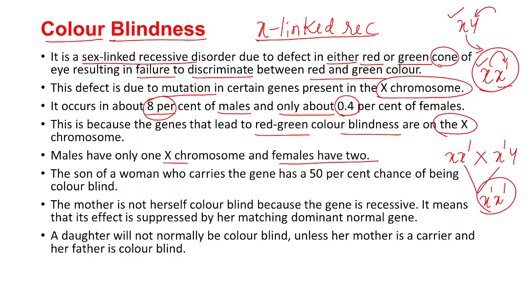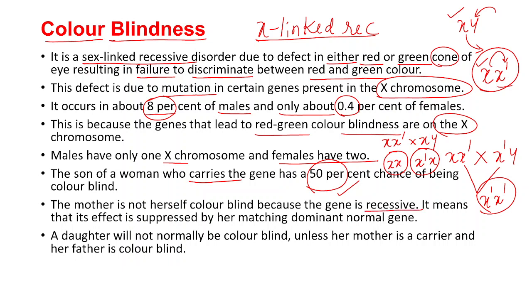And the son of a woman who is a carrier for this particular gene will have the chances of what? 50% of getting the infection. If the mother is a carrier and marries a father, then what will happen? The male individuals produced by this will be X and X dash and X. Yes or no? That is why out of 100% males produced by this, 50% will have the chances of getting the infection. Right.